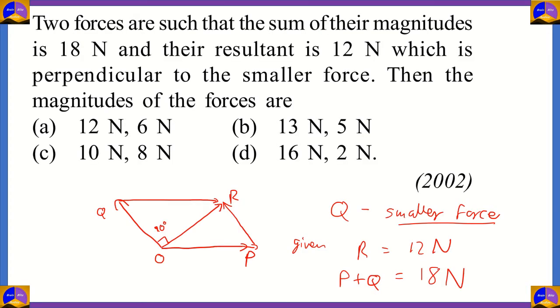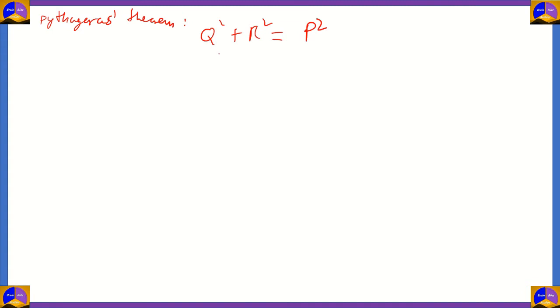So when you look at that, according to Pythagoras theorem, Q square plus R square will be equal to P square. Now how is it equal to P square? Because in a parallelogram the opposite sides are equal. So in this parallelogram, OP is equal to QR, so the value of QR will also be the magnitude of vector P. So Q square plus R square gives you P square according to the Pythagoras theorem.